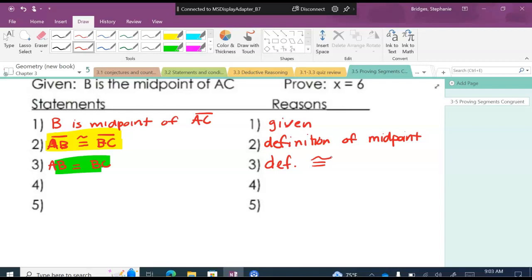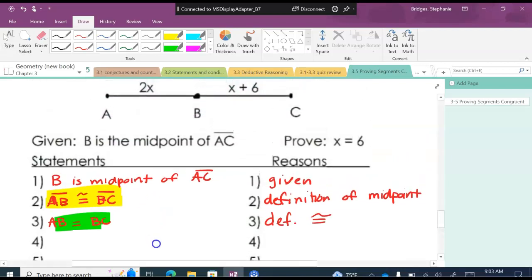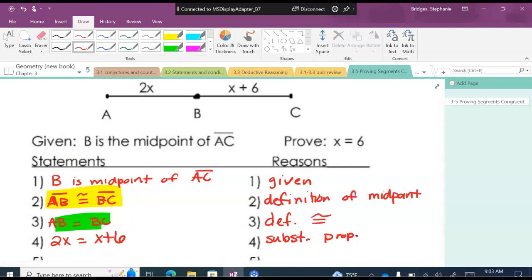Now, what do you think we should be able to do? Substitute, okay? What is AB equal to? 2x, okay? And what is BC equal to? And the reason we were able to do that is because we just did what? Substitution property. And you see I abbreviated, but I put SUBST, enough to let me know that that's substitution, not subtraction.